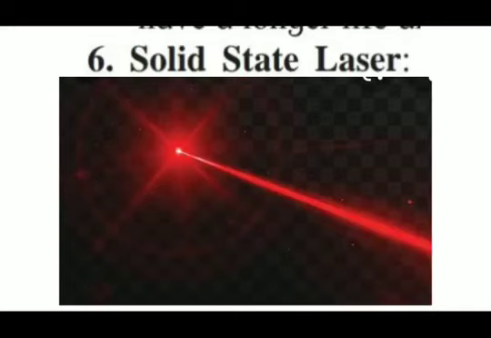In your textbook, 6 applications are given: number 1 solar cell, number 2 photodiode, then photoresistor, then bipolar junction transistor, then LED, and the last application is given as solid state laser.